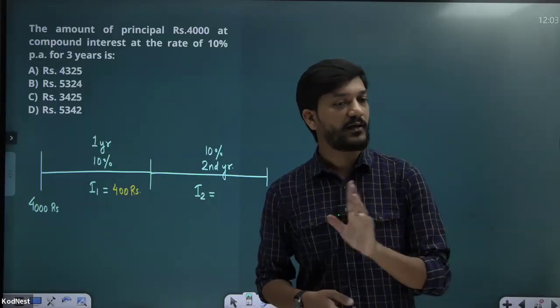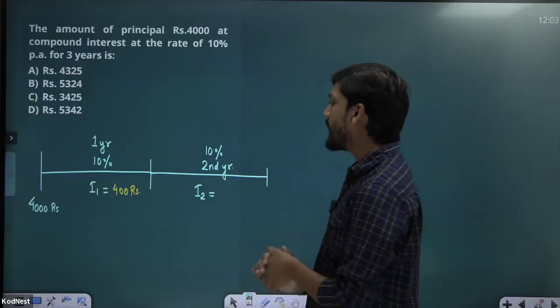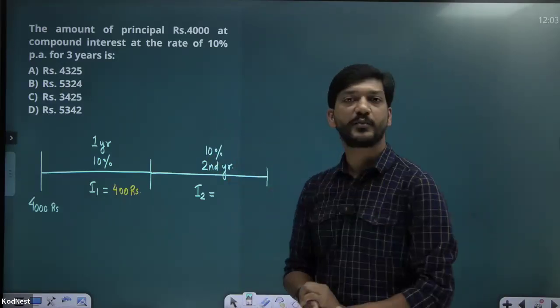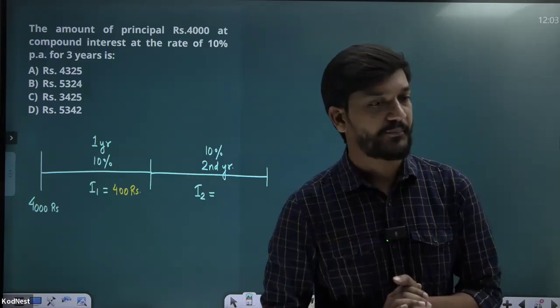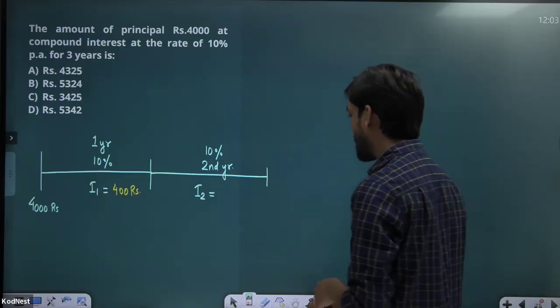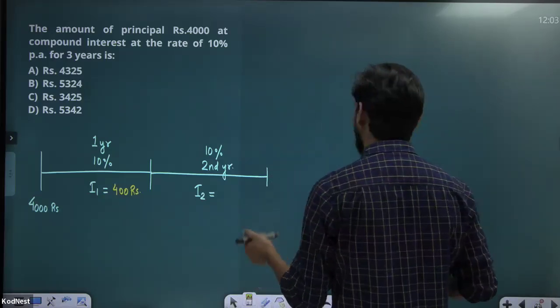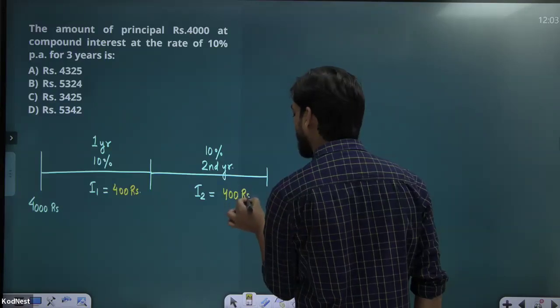So can you see principal? If you can see the principal, calculate 10% of the principal. Answer please. 10% of principal. Don't add it. 10% of principal. How much? 400 rupees. Okay. So interest on principal, 400 rupees.